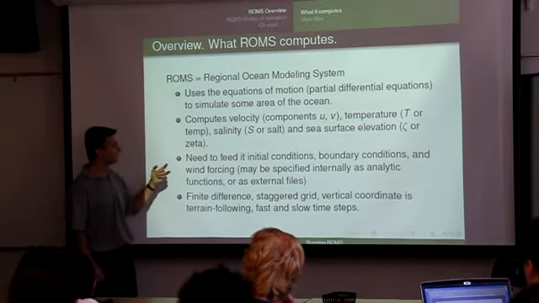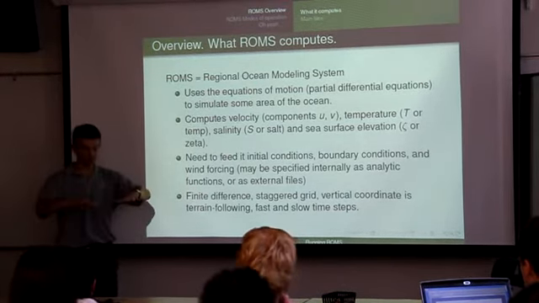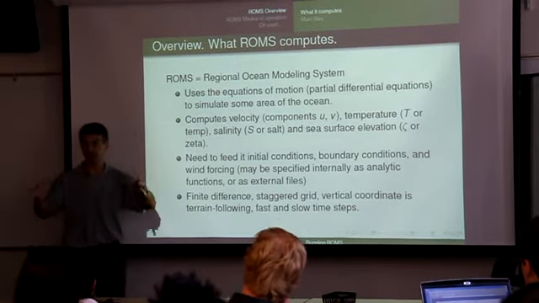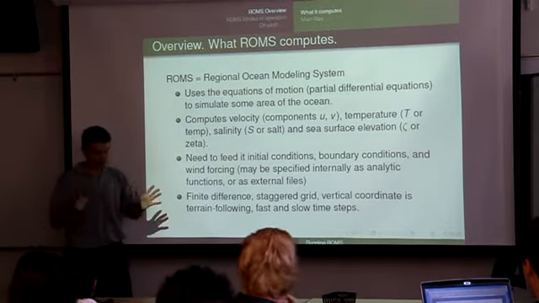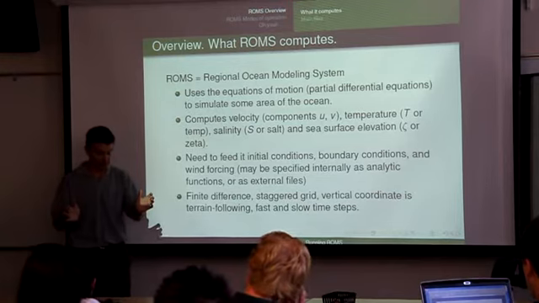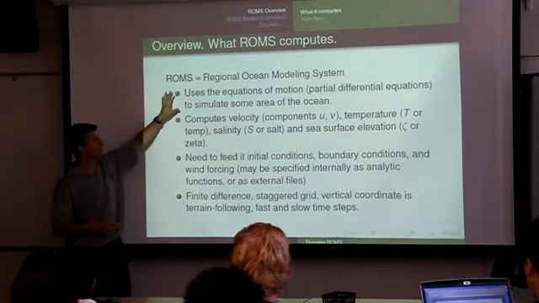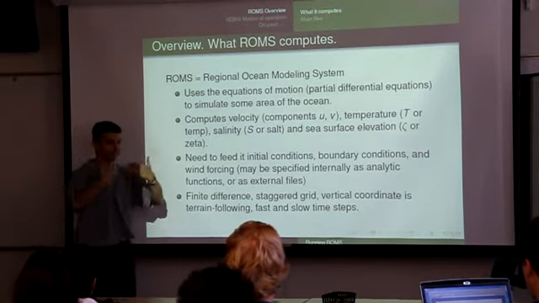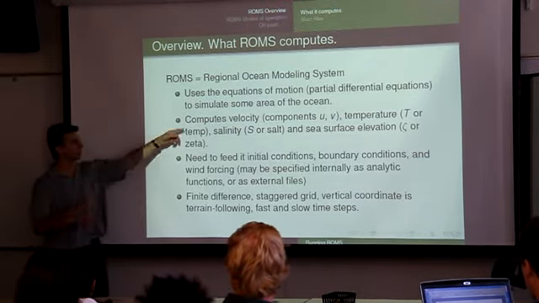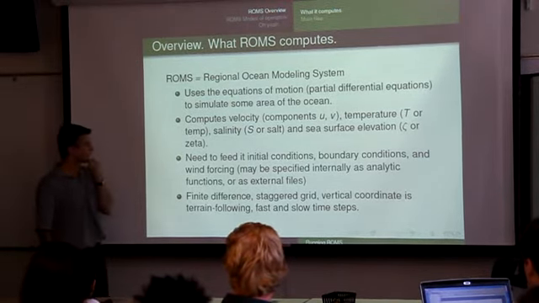What do you need to do? You need to feed it the initial conditions. So what are all these variables at the initial moment? And what are those variables on the boundaries? And how is the wind forcing things at the surface? And the equations of motion properly take this forward in time. So it takes all these variables forward in time.